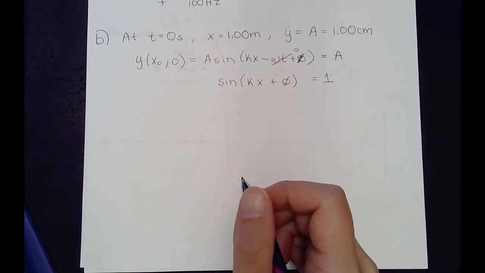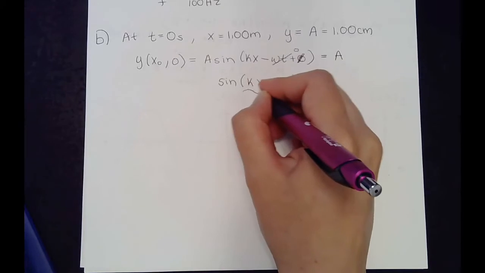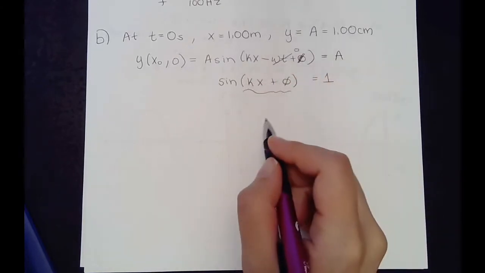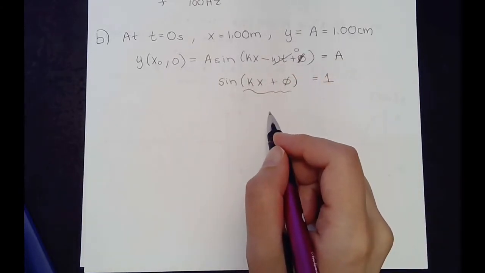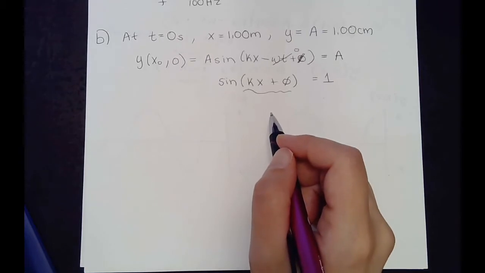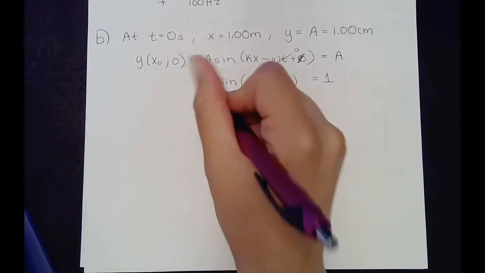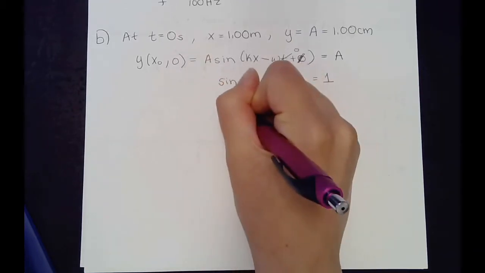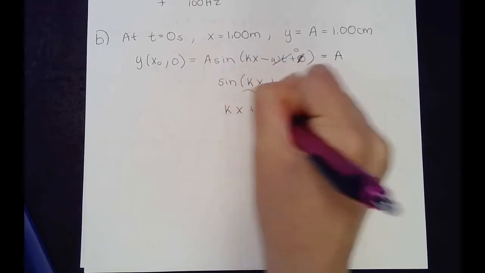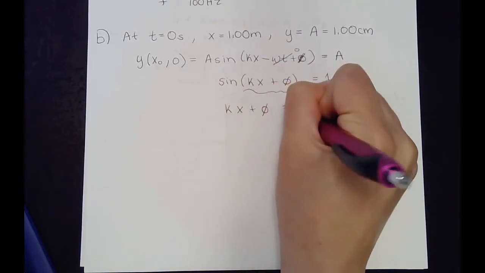So in order for sine to equal 1, we have to have what's inside here, the argument, equal to pi over 2. There's only one value where this happens, so it's distinct. So we'll have kx plus phi equals pi over 2.